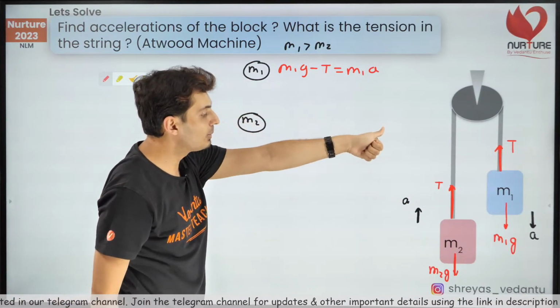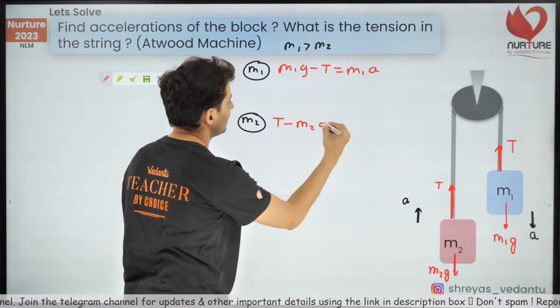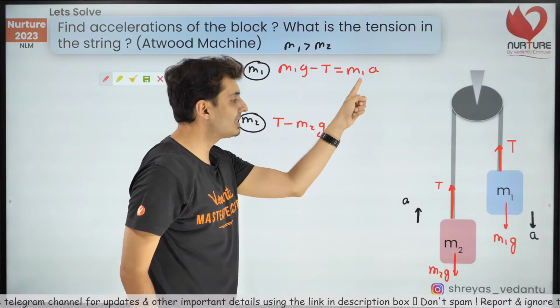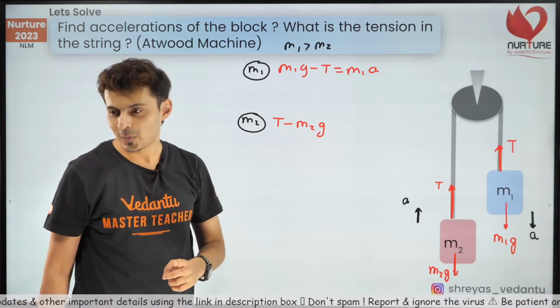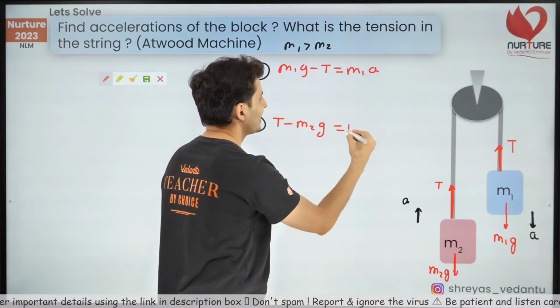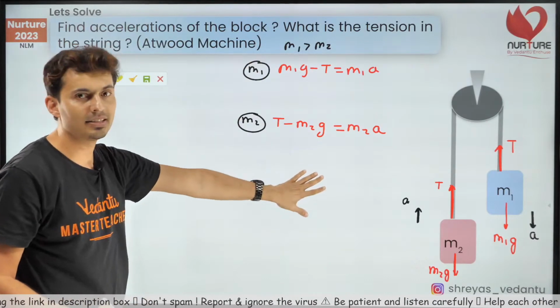So upward force will be bigger. So net force will be T minus M2G. That's the catch. Here it was M1G minus T because it was going down. Yes. So once you get this, you just write this as M2A. Now it's just a matter of solving these two equations.